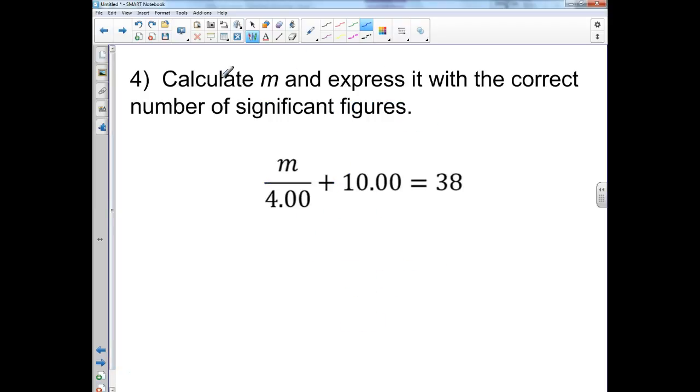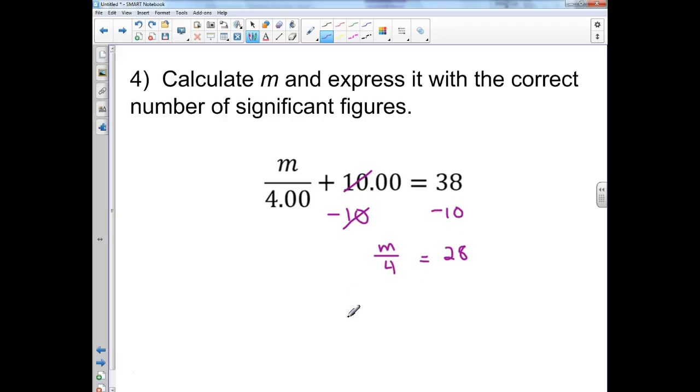Okay, finally we're going to try a problem where we have to do both rules together in one problem. Okay, calculate m, express it with the correct number of significant figures. Now, the first thing we do, as always, is we calculate the value of m just the way we normally would. So first I'm going to subtract 10 from both sides to get rid of the 10. 10 minus 10 is 0. 38 minus 10 is 28. And that's equal to m over 4.